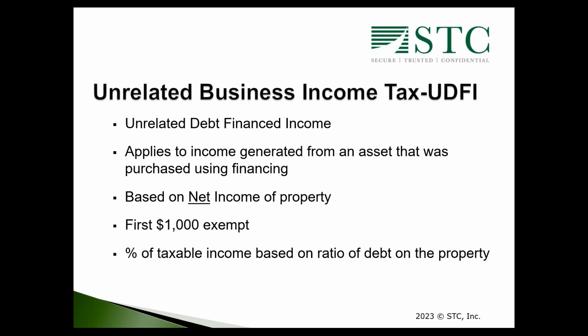And the percentage of taxable income is based on the ratio of debt on the property. Now, let me just explain what that means. Let's say, to make this easy to think about, your retirement account purchased a property for $200,000. You financed $100,000 and your retirement account paid $100,000. So that means this was 50% debt financed.